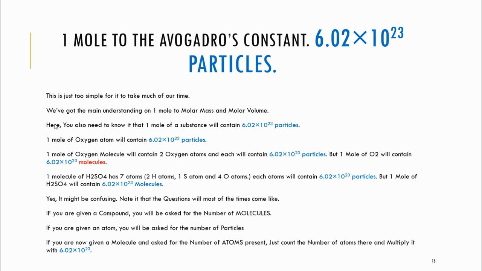So in an atom, we can have the number of particles in the atom. But when you're talking about molecules, for example, 1 mole of oxygen molecules will contain how many atoms now? It will be 2 times 6.02 times 10 to the 23, because in an oxygen molecule we have 2 atoms. Do you get my point? That's the idea there. And 1 molecule of H2SO4 has 7 atoms. So each atom will contain 6.02 times 10 to the 23 particles. Do you get it? That's just that. But let's move on.